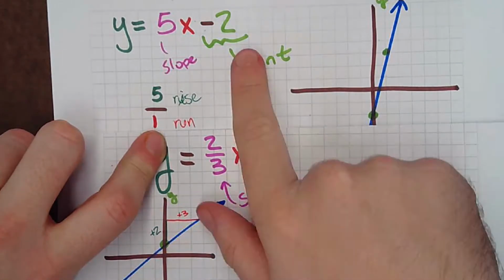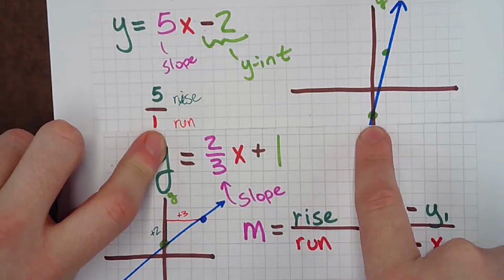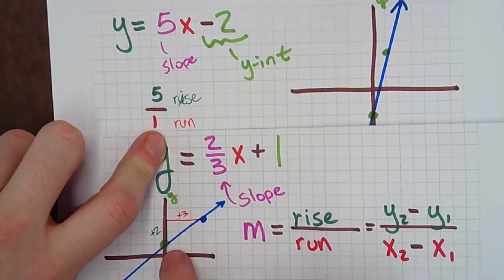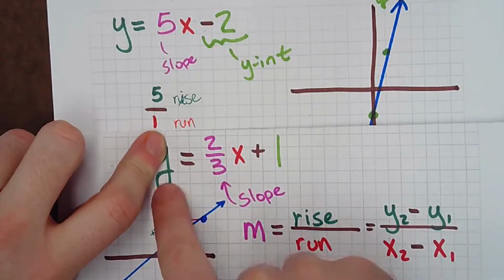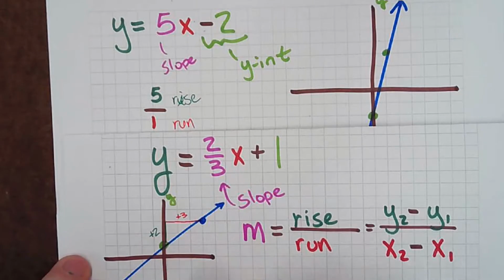Also notice that the y-intercept here is minus 2. So we start down here for our y-intercept, and this one has a positive 1, so we start up there. So the minus 2 and the plus 1 move it up and down. This line shifts up and down on the y-axis, and the slope sets the angle.